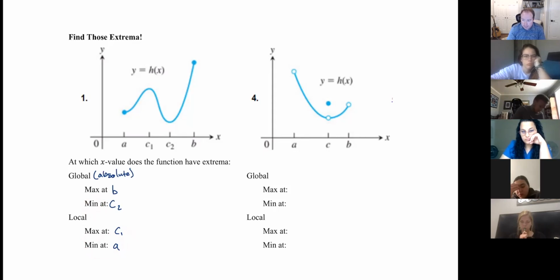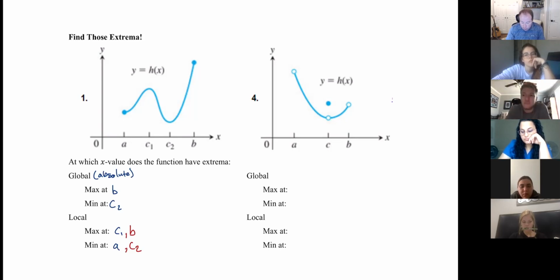What have we missed? Anyone think they know? Feel free to log on to audio if you think you know. Aren't the global ones also locals? Exactly. So the local max at C1, what's the other answer that needs to be there? B. At B. And what about the minimum? There's a minimum at A, but where else? C2. C2. Very good. So make sure you realize that global or absolute also are local.